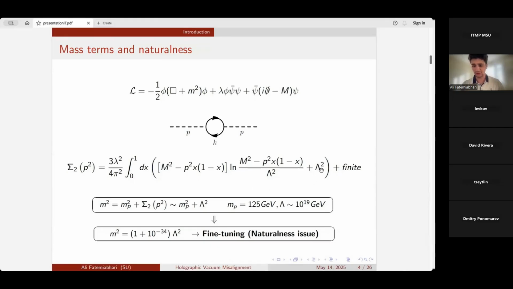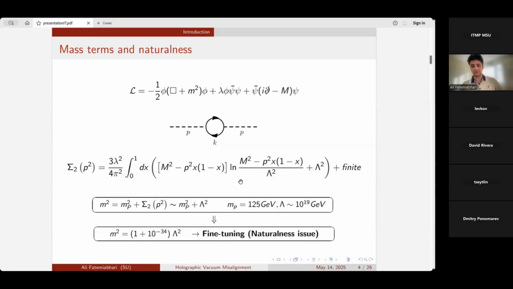And there is a quadratic divergence coming from the cutoff. There is a logarithmic divergence, and this logarithmic divergence is also proportional to the mass of the fermion and some finite contributions. So for a renormalizable field theory, this result is totally fine. One can introduce the counterterms for mass and for the couplings, etc., and absorb the infinities. And then one gets a proper mass for the scalar.